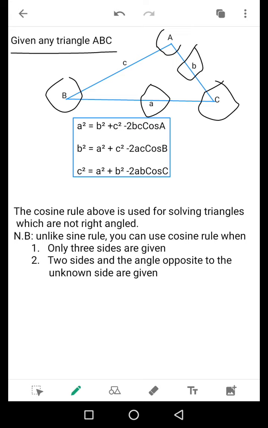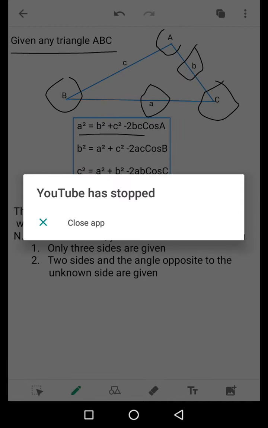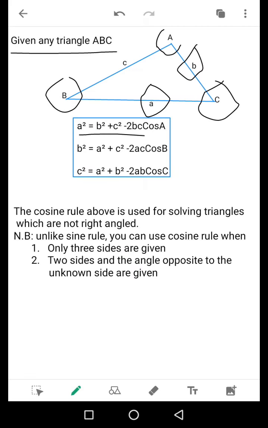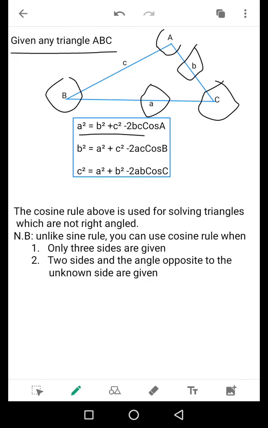To get distance A, we know that A squared equals B squared plus C squared minus 2BC cos A. The same thing applies when looking for B: B squared equals A squared plus C squared minus 2AC cos B. Also, C squared is equal to A squared plus B squared minus 2AB cos C.